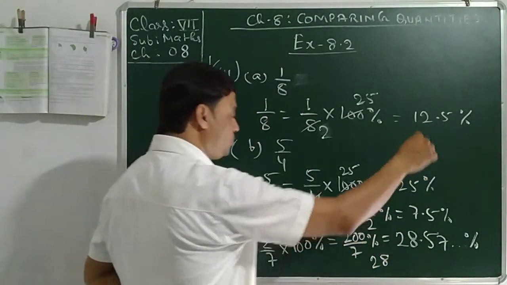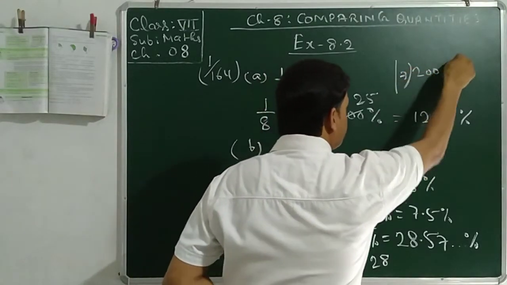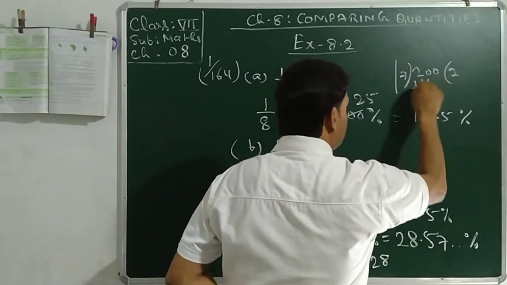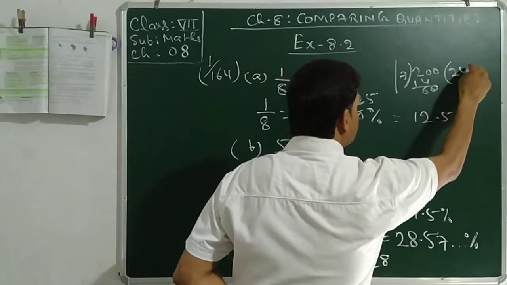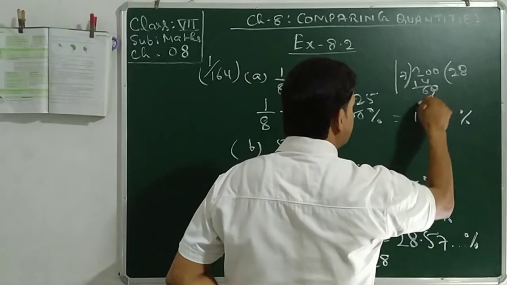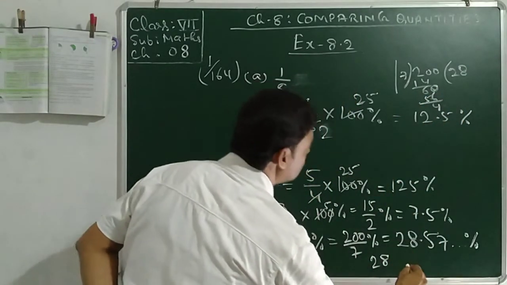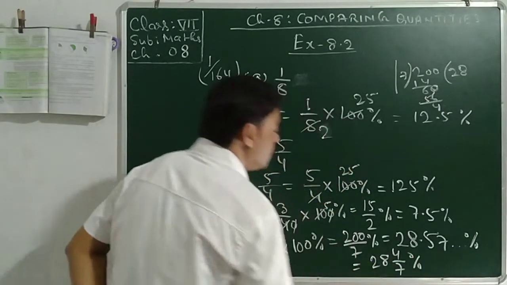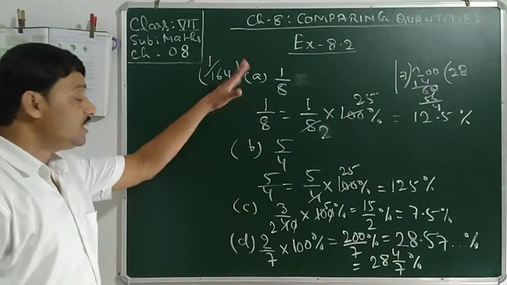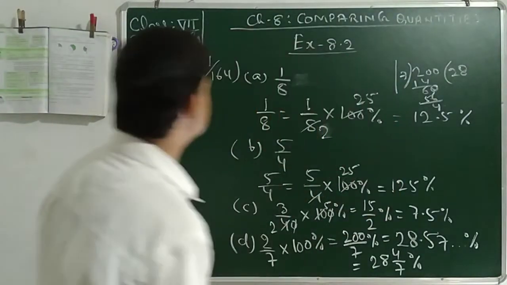If you go to the rough and divide 200 by 7, you will get 7 2s are 14, 6, 0, 7 4s are 28, 4 is left. So we can write it as 28 whole 4 by 7%. See, in this way complete the one number. Now come to the two number sum.